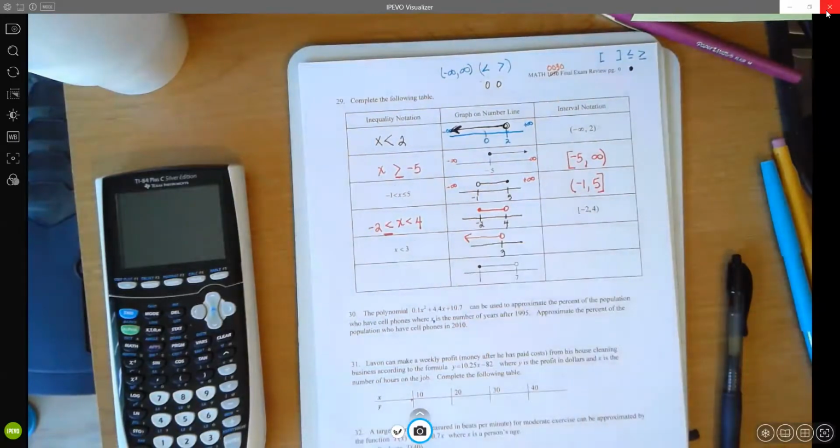Now this only works if the x is on the left. If your x is on the right, it does not work. You can shade the way that it points only if the x is on the left. If the x is on the right, it does not work. That's why in solving inequalities, we tend to write the x on the left. It helps us then shade.